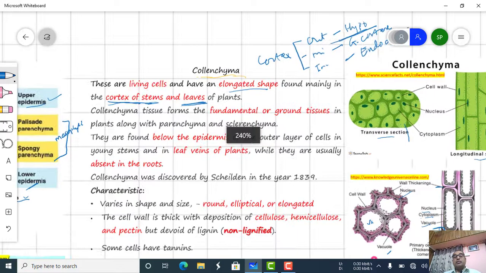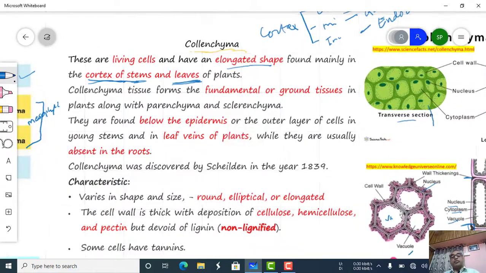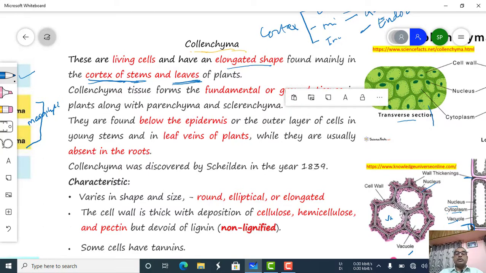Okay, if you observe xerophytic types of plants, these collenchyma are mostly present in the hypodermal region of the leaves. As well, they are present at the margins of the leaves also. Collenchyma tissue forms the fundamental or ground tissue in plants along with parenchyma and sclerenchyma. What is the ground or fundamental tissue system?